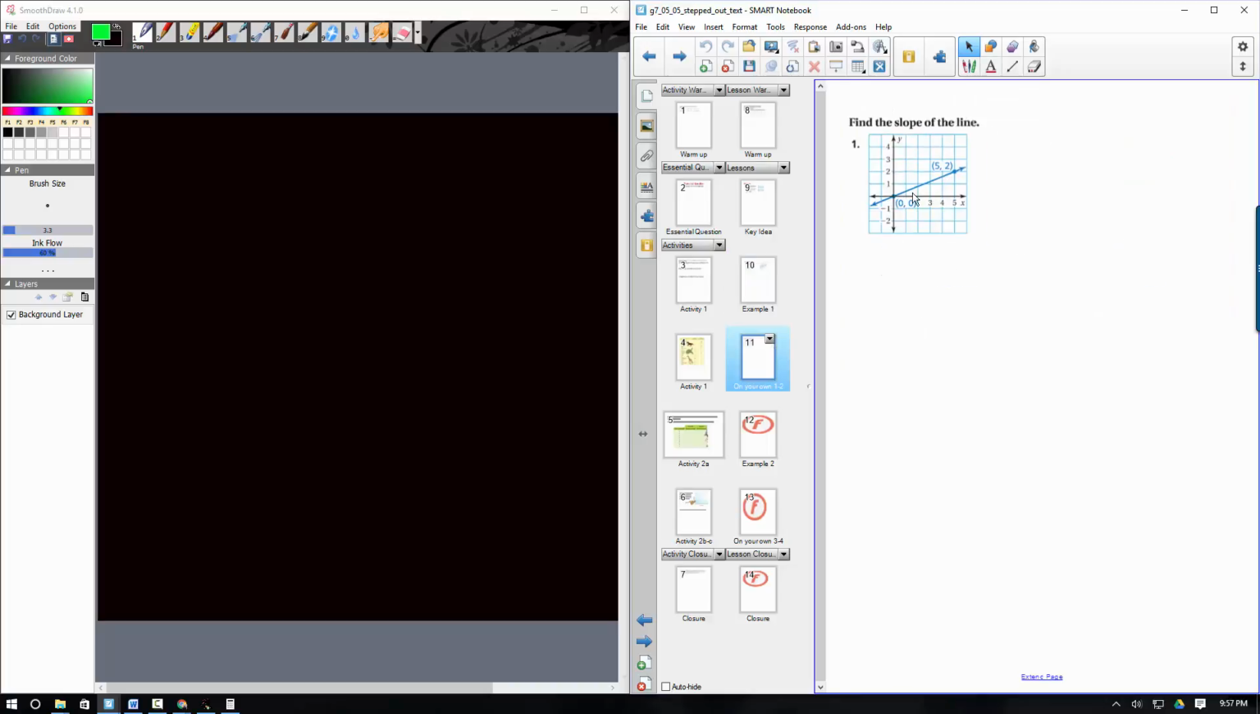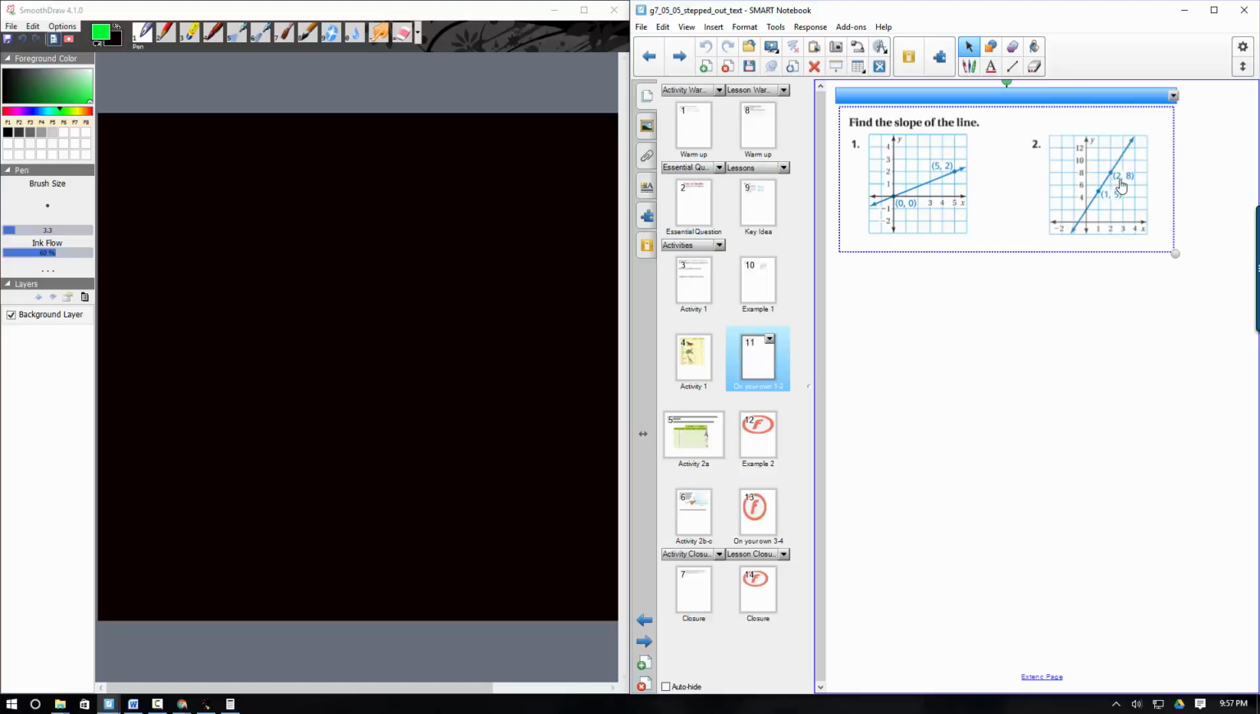So find the slope of this one. I look between the 2 points. I'm going to go up 1, 2, and over 1, 2, 3, 4, 5. So this would be 2 over 5. This one here is going up. It looks like as it goes up 1, it goes over 3, right? The distance between these points, the x term, is going up by 3, and the y term is going up by 1. So it'd be 3 over 1.